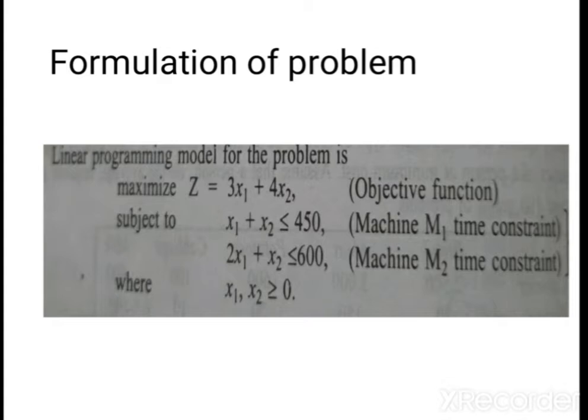Okay, and it is also considered that x1 and x2, meaning the number of products, should be 0 or greater than 0. They should not be negative. The quantity cannot be negative, so it should be positive to get a feasible solution.